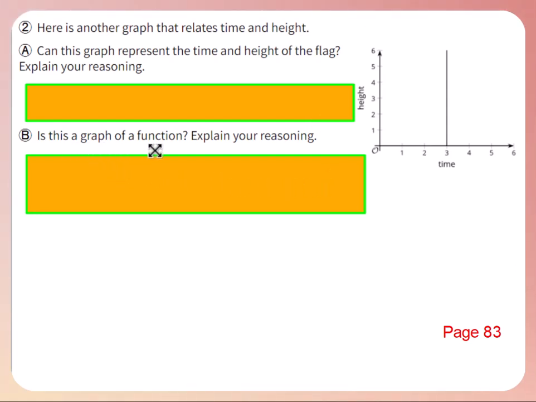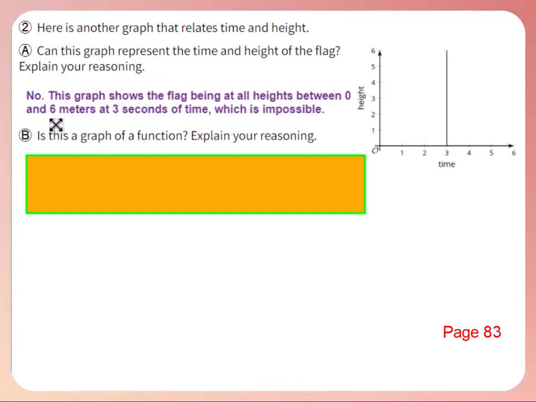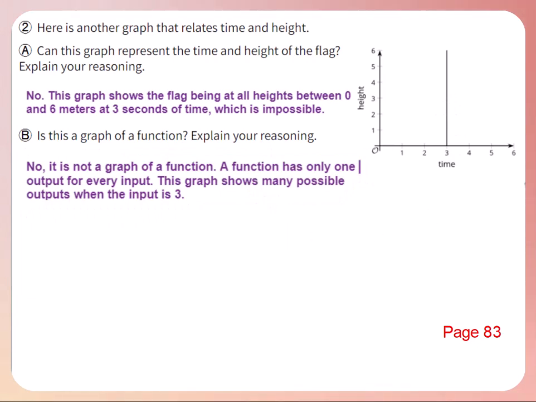And then, is this a graph of a function? Explain your reasoning. So we've been talking about functions, what makes a function. You should be able to explain this answer just by looking at your graph. All right, you're back. Question number A. No, the graph shows the flag being at all heights at the same time, between 0 and 6 meters at 3 seconds of time. So how can the flag be at different heights at 3 seconds? That's not possible. It is not a function because it doesn't pass the vertical line test.